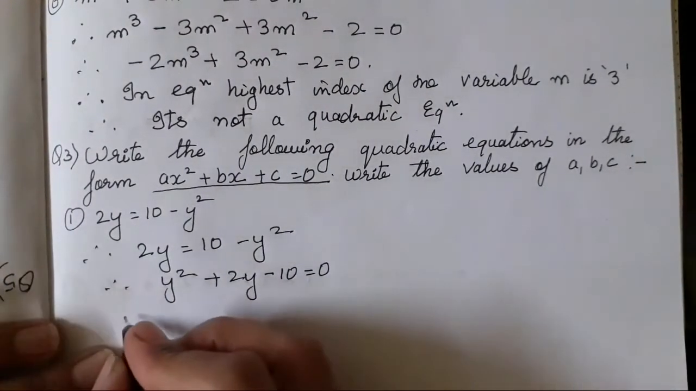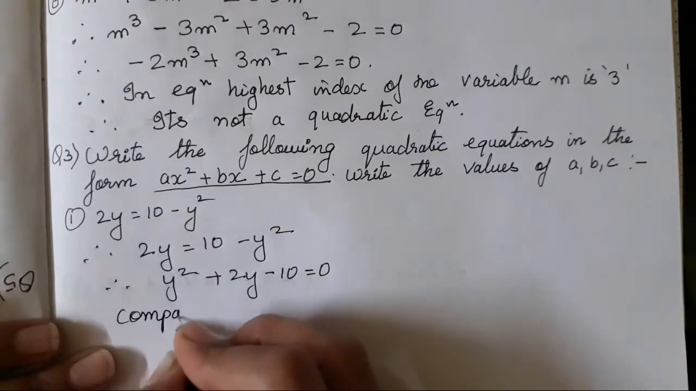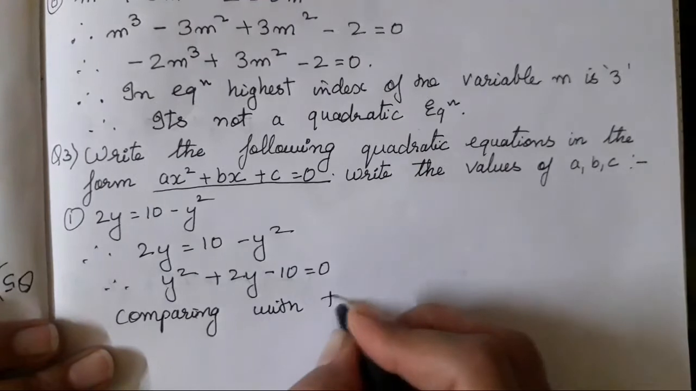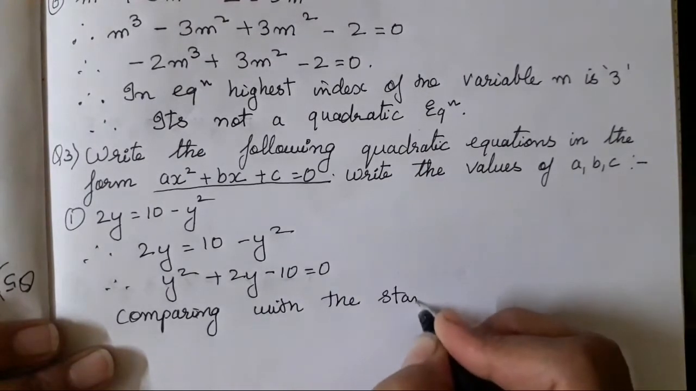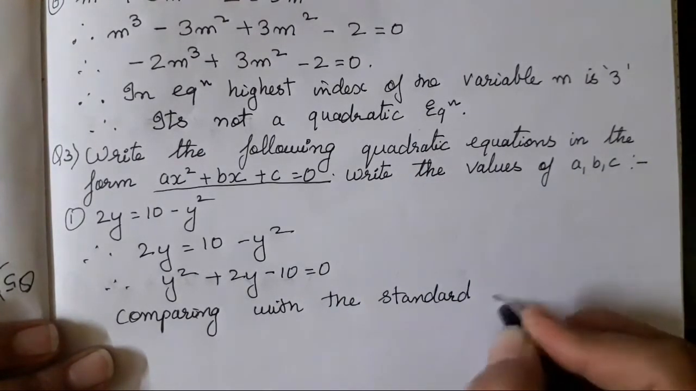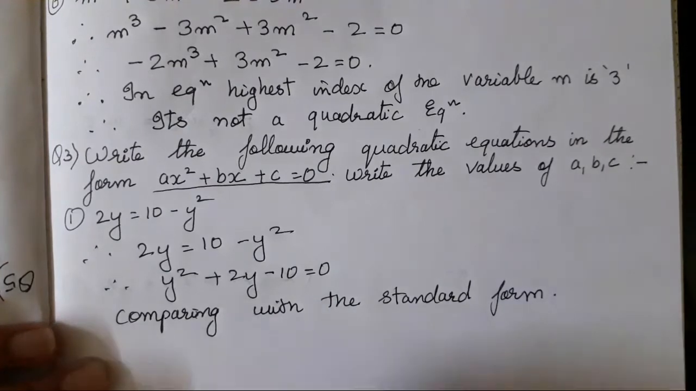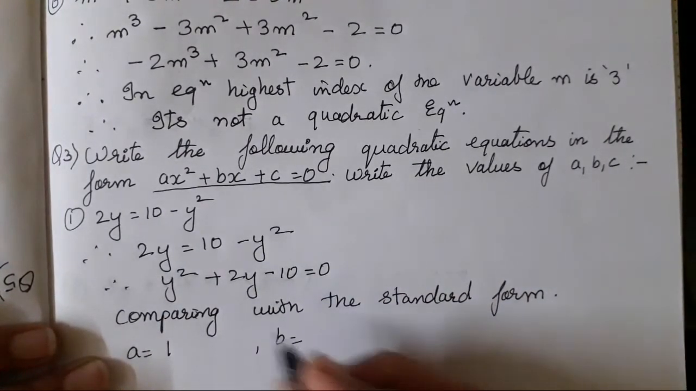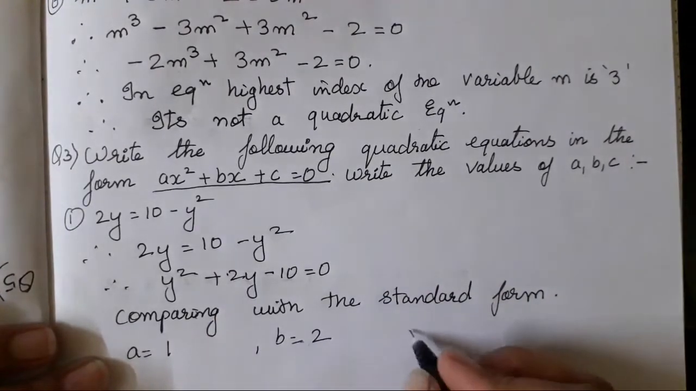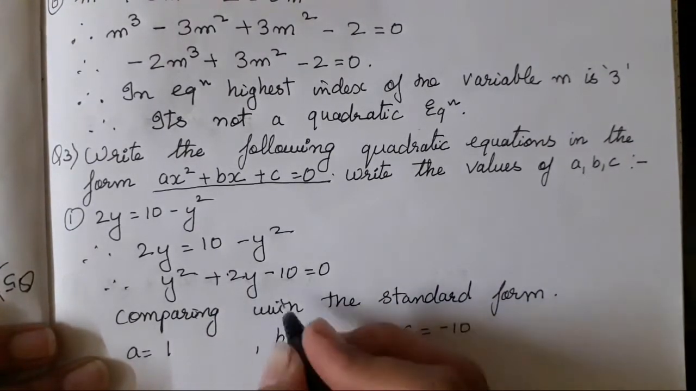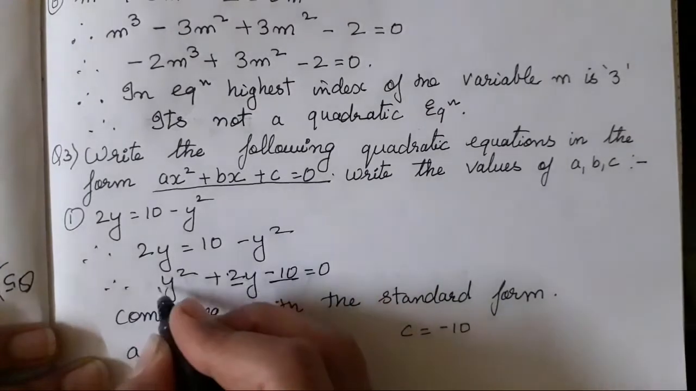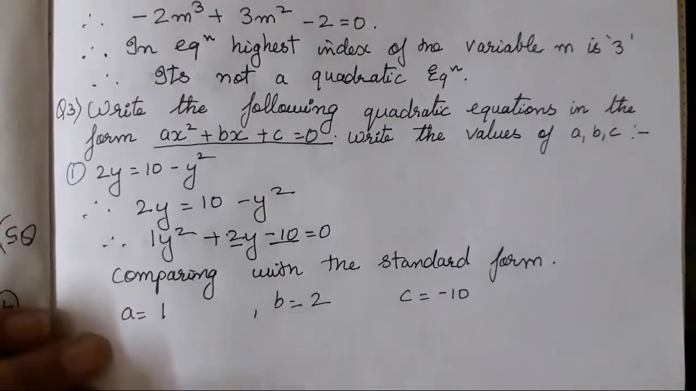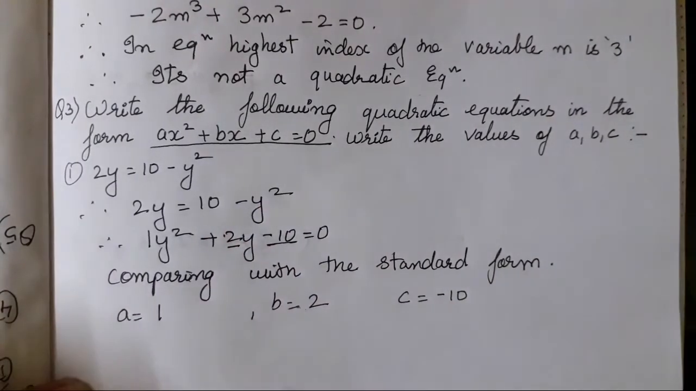Comparing with the standard form, a is how much? 1. b is how much? 2. c is minus 10. Okay, so see, these are the variables. When there is no number, we have to take 1. Got it? So in this form, we all have to solve it.